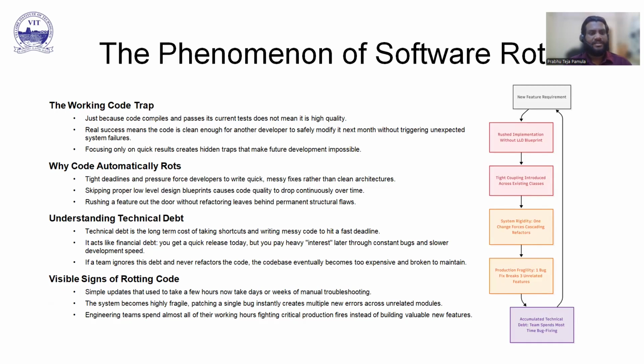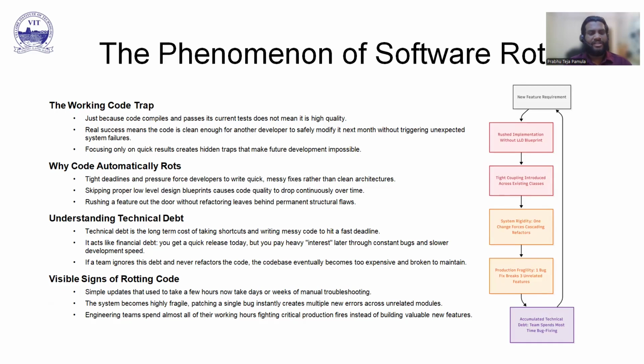Understanding technical debt. Technical debt is the long term cost of taking shortcuts and writing messy code to hit a fast deadline. It acts like a financial debt. You get a quick release today, but you have to pay interest later through constant bugs and slower development speed. If a team ignores this debt and never refactors, the code base eventually becomes too expensive and broken to maintain.